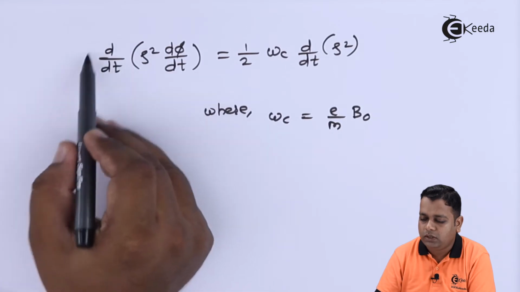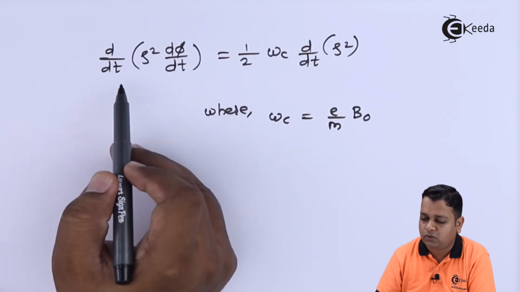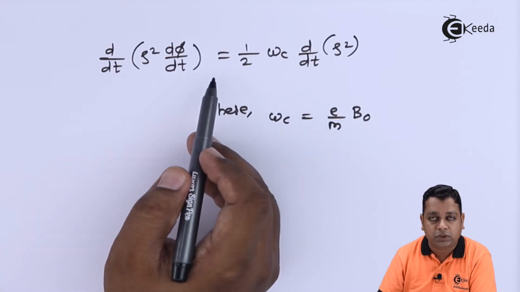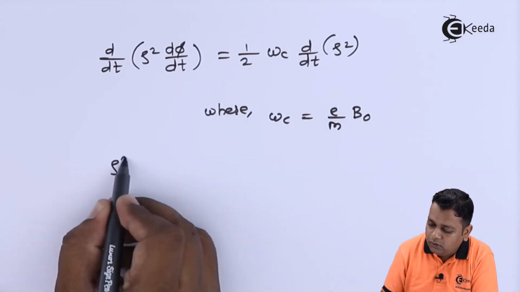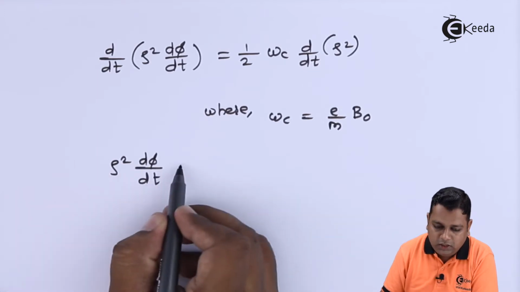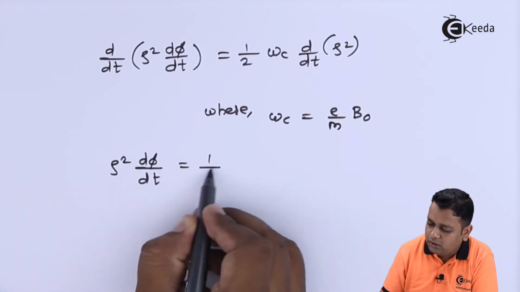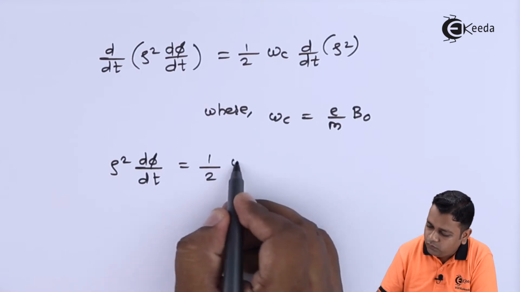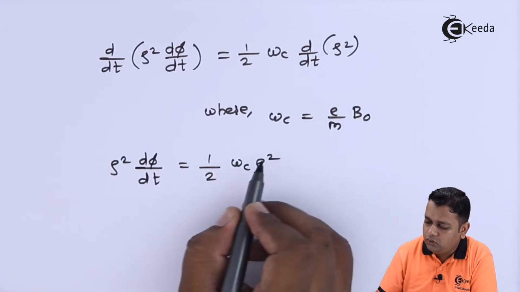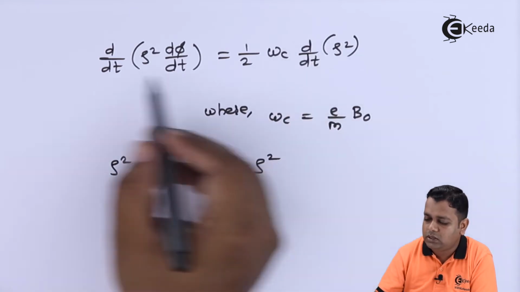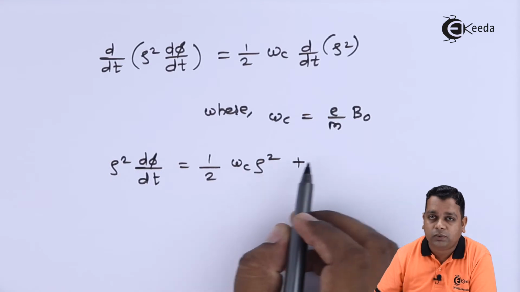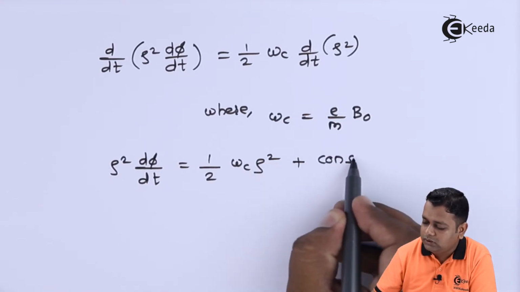Now in this equation we have time derivatives on both sides. To cancel out the d/dt, you need to integrate both sides of this equation. So we obtain ρ² dφ/dt equal to 1/2 ωc, the substitution that we have made, times ρ². The d/dt and d/dt will be gone, but the right hand side will be added with a constant term.